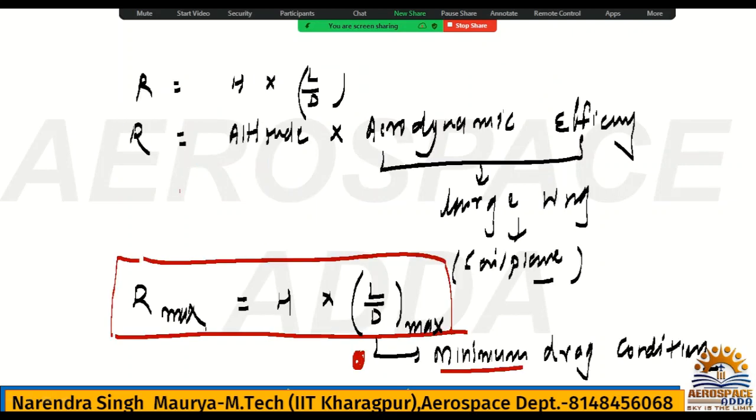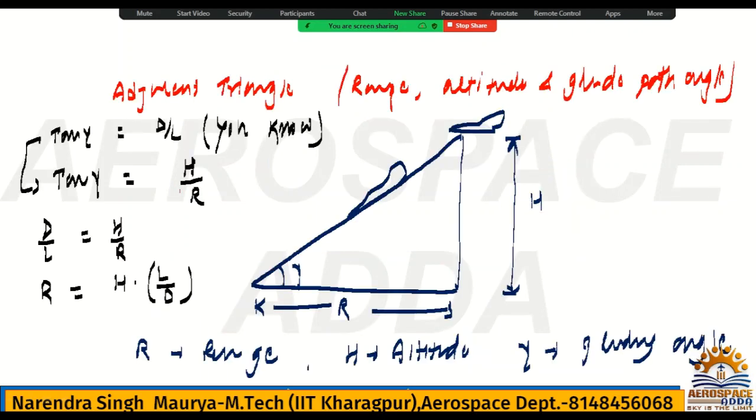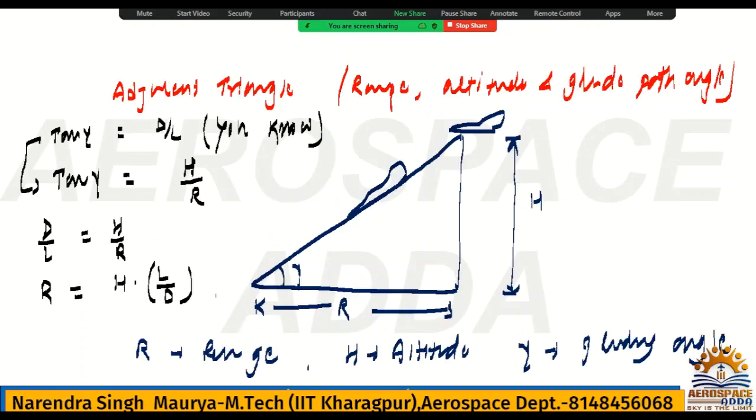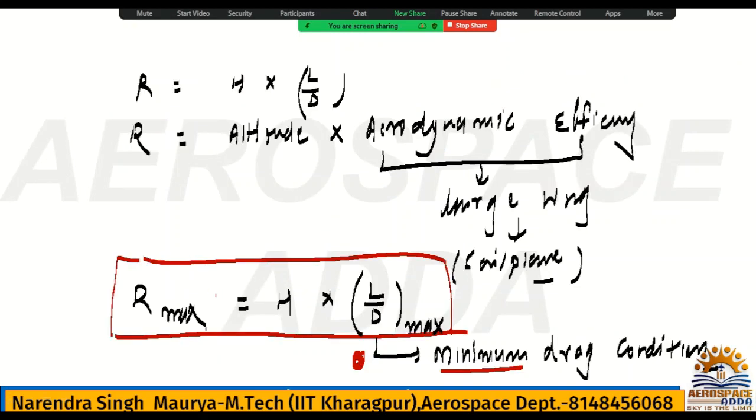See here in this diagram, check. To get maximum range R1, your gliding path angle should be minimum. See, this is the minimum and this is the maximum. Right? This is very practical, what I am saying here in today's session, gliding flight. Hope you understood the analysis. There should not be any kind of doubt. Still, if you have any doubt, you can write a message, and I will give the answer for it.